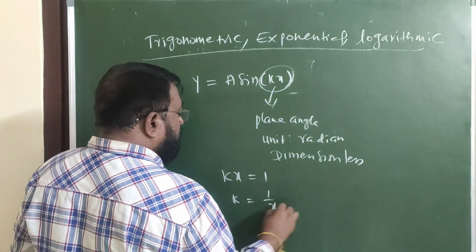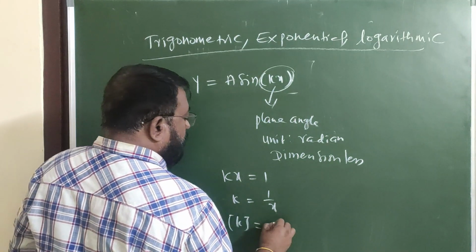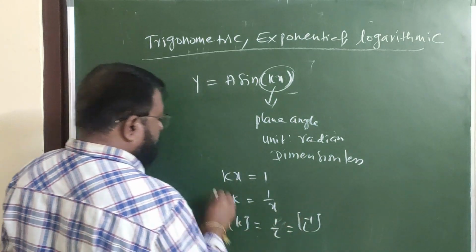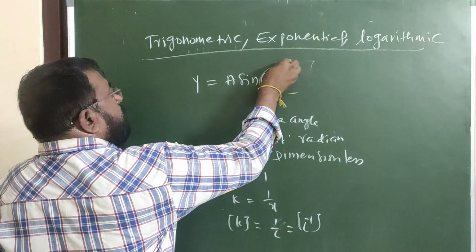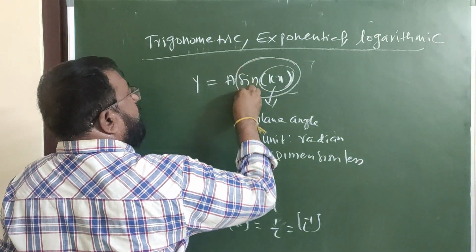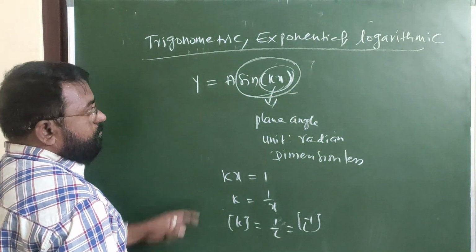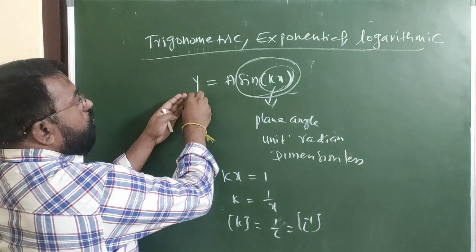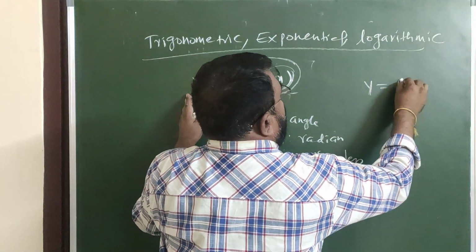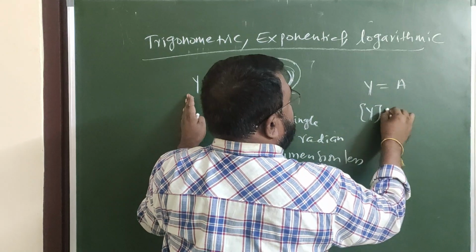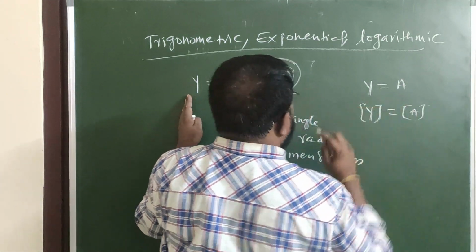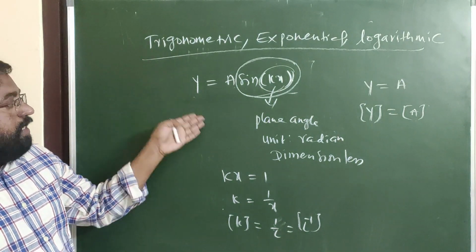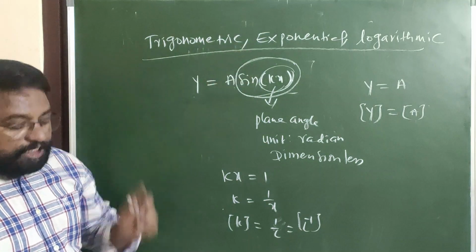Therefore, k is equal to 1 by x. Therefore, k is equal to 1 by L. This becomes L to the power of minus 1. And this is the trigonometric function sine theta. This is dimensionless. Therefore, according to the principle of homogeneity, y is equal to A. Therefore, the dimension of y is equal to the dimension of A. Like this, in trigonometric functions, you can derive the dimensional formula, and also for exponential functions.